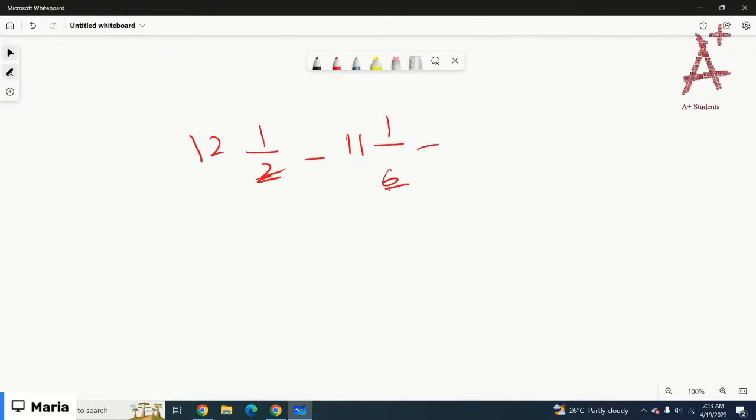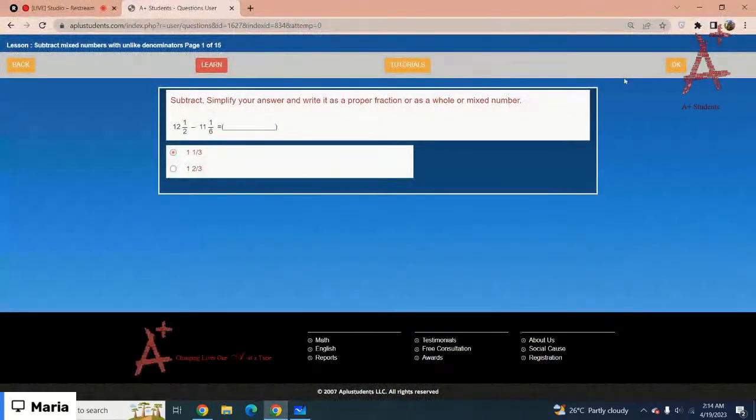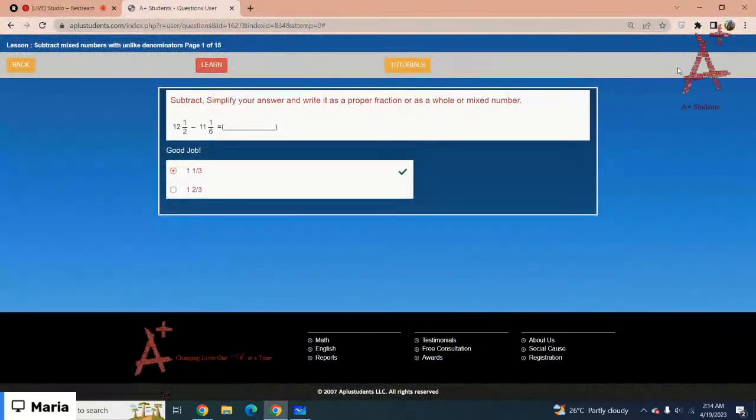2 times 3 makes 6. So you need to multiply this fraction by 3. So it would be 12 whole 3 over 6. Got it? You can now subtract them. Just subtract their whole numbers. 12 minus 11 is 1. 3 minus 1 is 2. So it would be 1 whole 2 over 6. And you can divide the fractional part by a common number, that would be 2. So it would be 1 whole 1 over 3. So just select the correct option and click on the OK button.